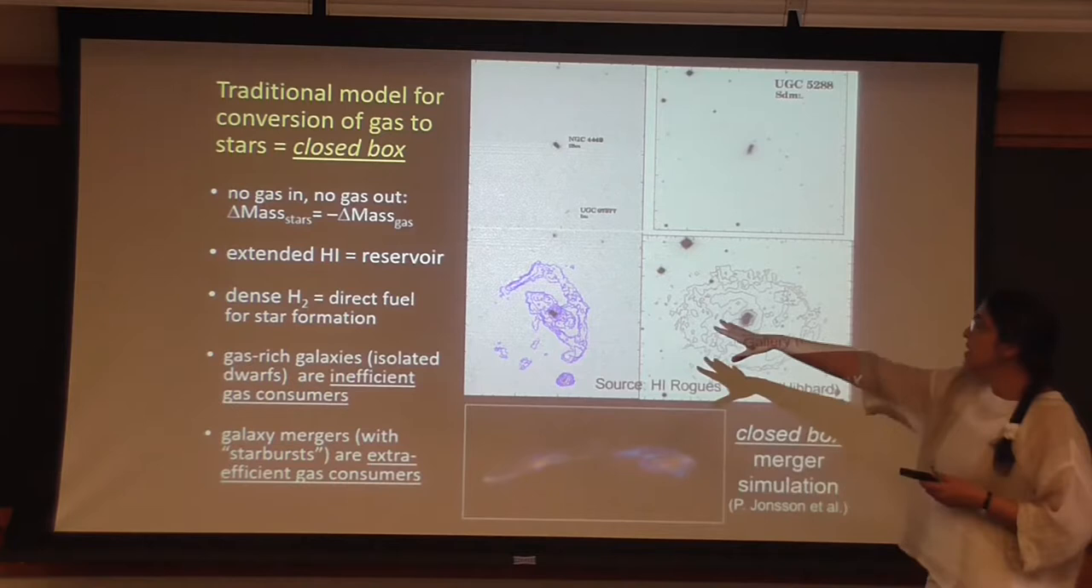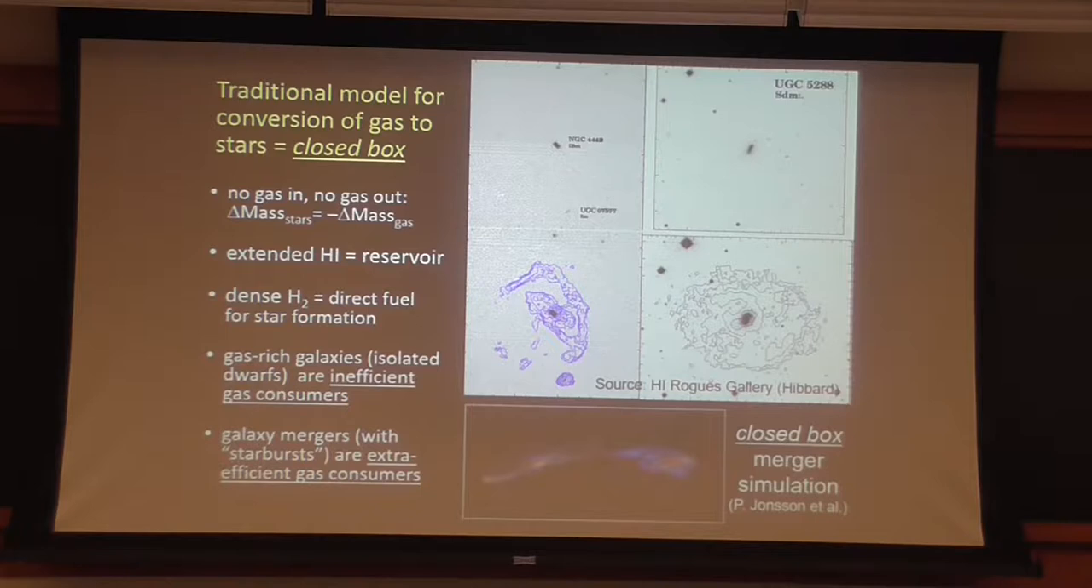And the extended H1, which you can see in these pictures of dwarf galaxies, can be huge. These are H1 around these teeny tiny little optical galaxies. And that is the reservoir, but it has to become dense molecular hydrogen to become the direct fuel for star formation. And the notion in this closed box picture is that gas-rich galaxies, such as these isolated dwarfs, are inefficient gas consumers. That's why they're sitting in big puddles of gas. If you have a closed box model, then if you haven't turned your gas into stars, it must mean you're bad at turning gas into stars.